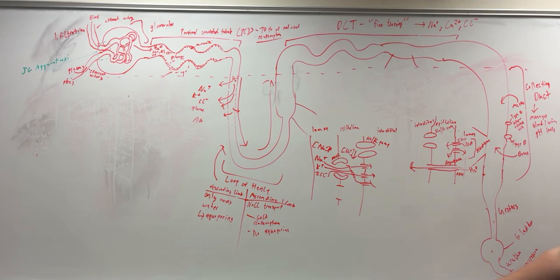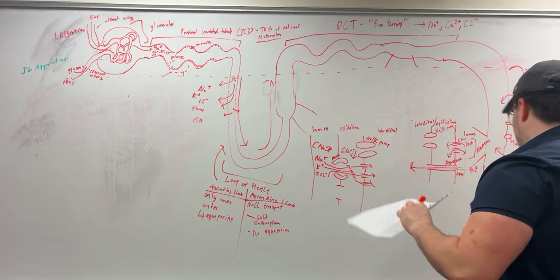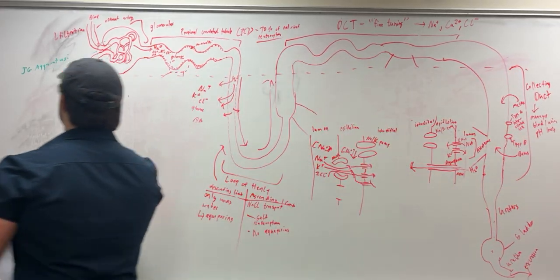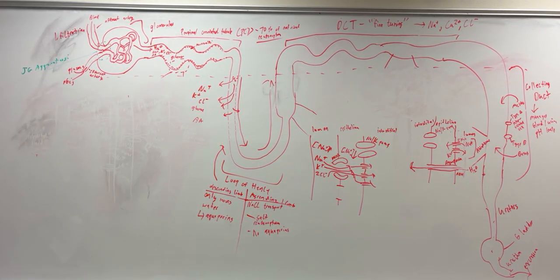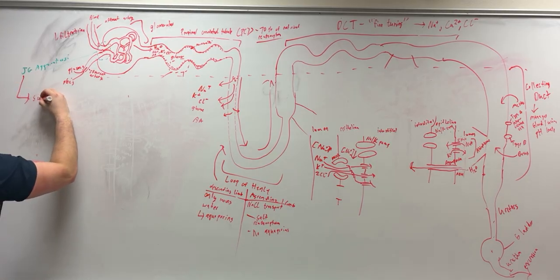So the last thing I want to talk about is actually at the very beginning here, and it's this green label where I had the JG apparatus. So JG stands for juxtaglomerular, I think, apparatus. And so this is actually going to be something that is surrounding the arteries.